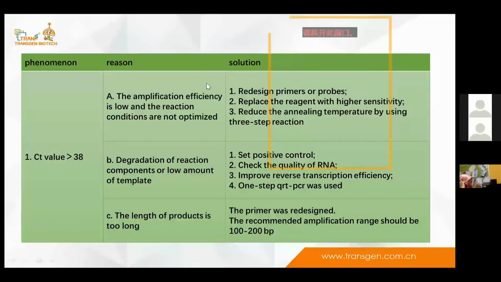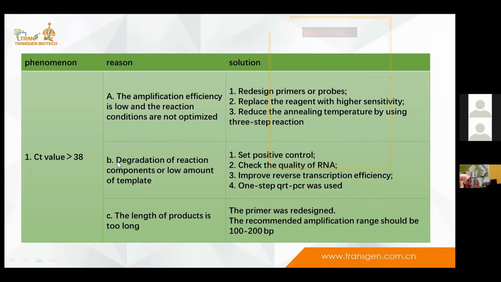The solution for this reason is, one, redesign the primers or probes, and also replace the reagent with one of higher sensitivity. And then reduce the annealing temperature by using the three-step reaction. So maybe the annealing temperature can be 30 to 35 or 60 centigrade.